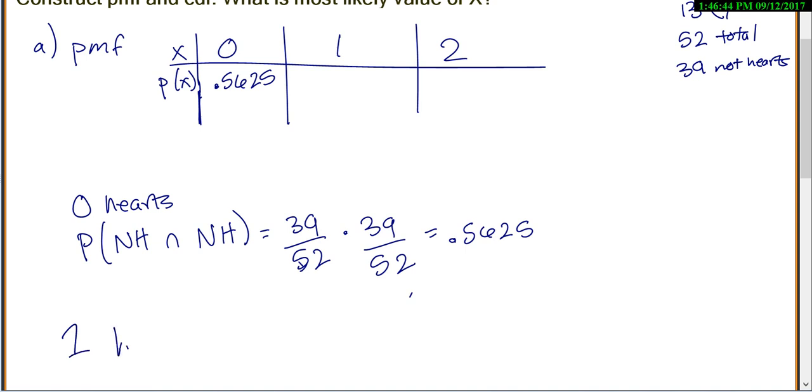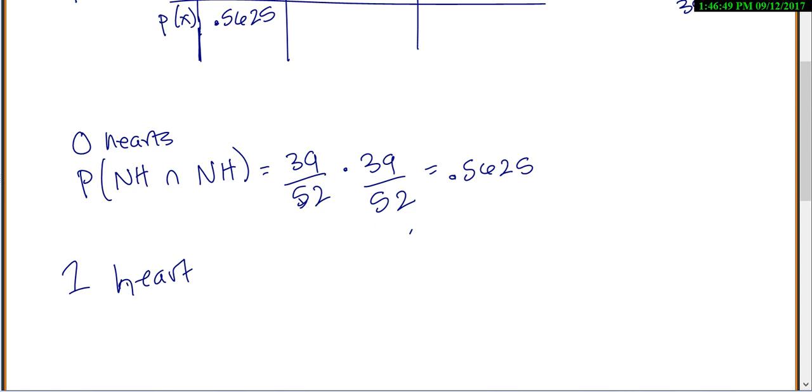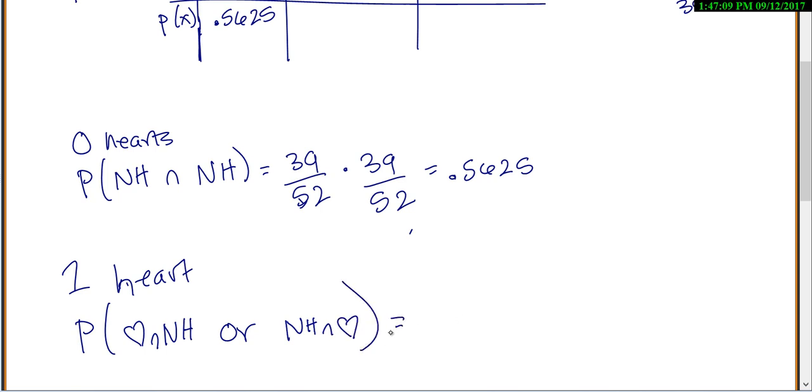So now let's say we want to get 1 heart. How do you get 1 heart? You either need to have the first one be a heart and the second one be not a heart, or you could put a union here, a not heart and a heart. There are 2 different ways you can get 1 heart. If you want a heart first, that's 13 out of 52, and if you want a not heart, that's 39 out of 52. Again, this is with replacement, so our probabilities aren't changing.